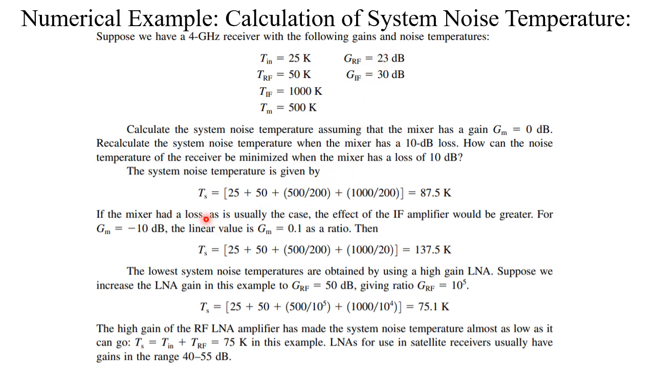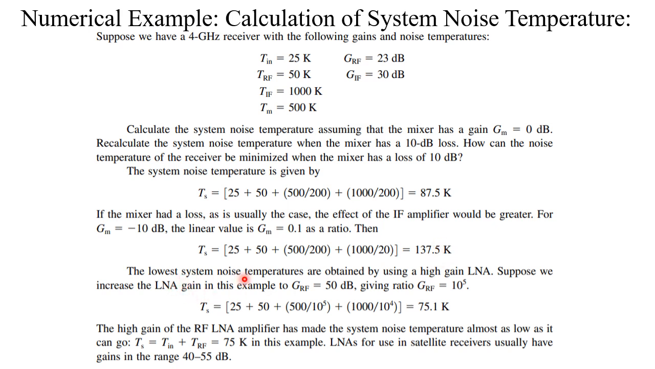If the mixer had a loss, as is usually the case, the effect of the IF amplifier would be greater. For GM equal to minus 10, why minus 10? Because it is a loss. That is why minus. The linear value of GM will be 0.1. In ratio, it will be 0.1. So putting the value, you will get this expression. Previously it was 87.5 Kelvin. Now it becomes 137.5 Kelvin.